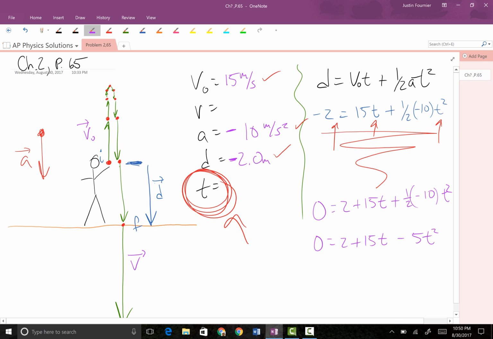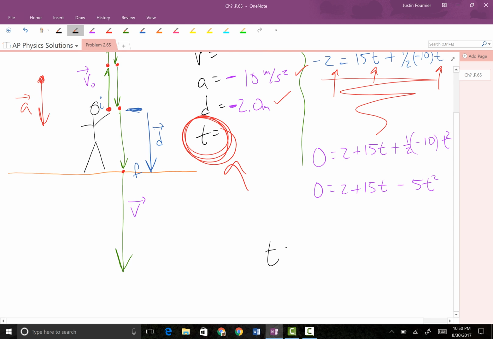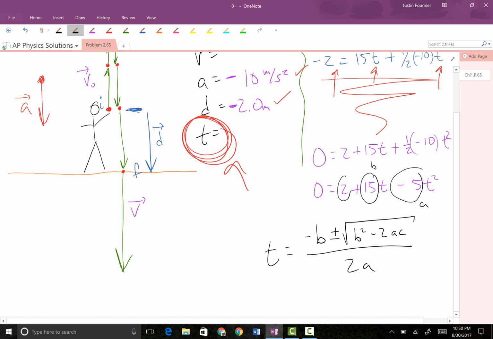All right. And hopefully you can see that this is a quadratic, and to solve a quadratic, if you've forgotten, that would mean that t would equal negative b plus or minus the square root of b squared minus 4ac, all over 2a, where this term here would be your a term, this term here would be your b term, and this term here would be your c term.